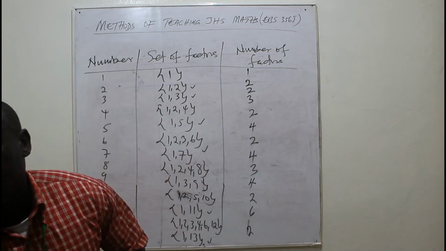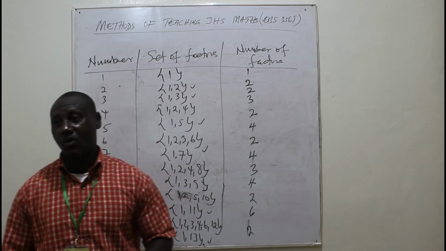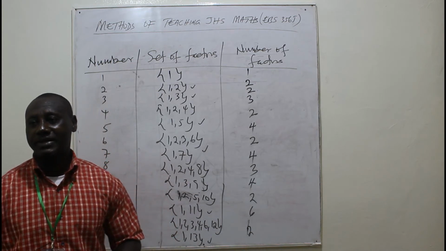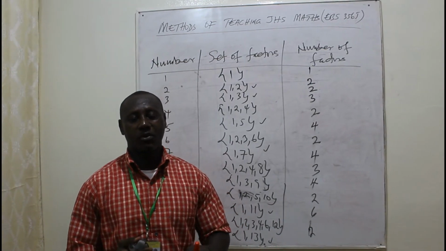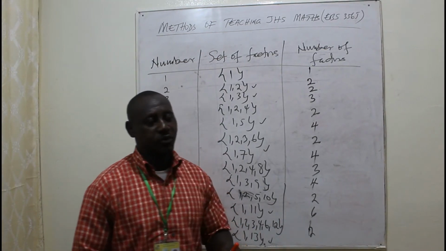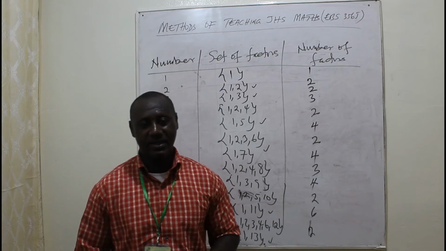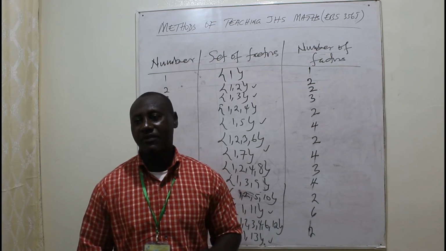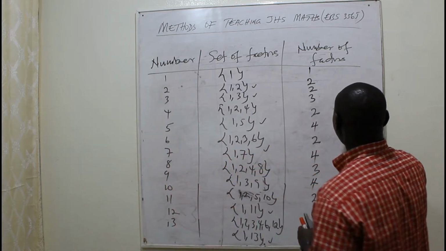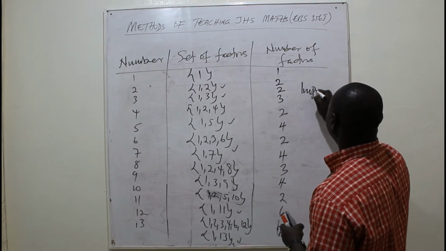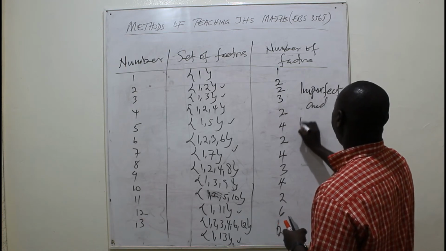And so from here, we can also talk about numbers we call imperfect and deficient numbers. What numbers are called imperfect and deficient? Numbers which are greater than the sum of their proper factors. And so if I add the proper factors of a number, and the number itself is greater than the sum of the proper factors, then that number is an imperfect and deficient number.